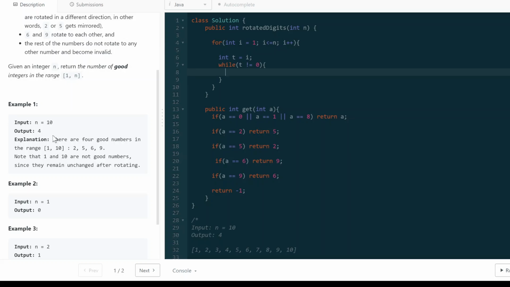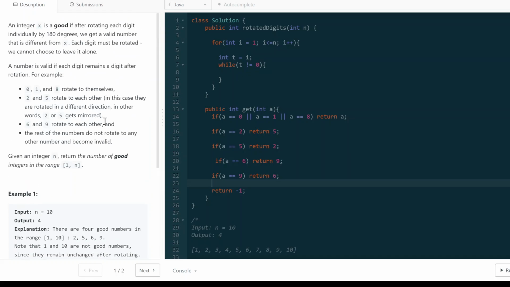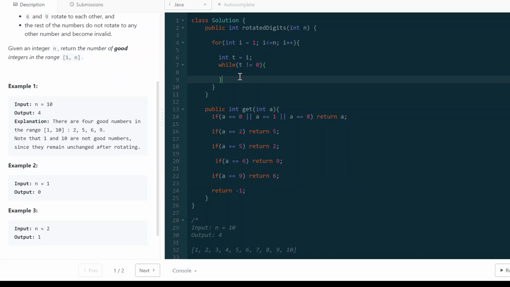So what I'm doing here is I'm extracting digits. For example, let's say I have a number like 123. I'm gonna extract 3, then I'm gonna extract 2, and then I'm gonna extract 1, right? And then for each of those digits, I'm also gonna check for these, right? So if it is 2, then I'm gonna return 5. If it is a 6, I'm gonna return 9. And the number that's gonna be formed, we need to check whether that is equal to i or not. It is an easy problem, I can say that, but you have to write lots of code for this one. Let's do that.